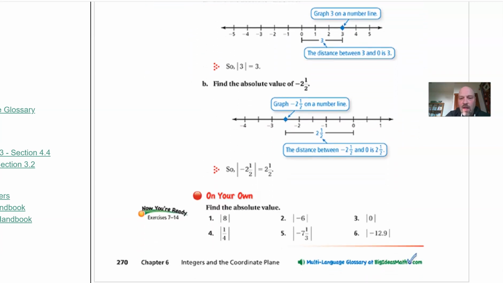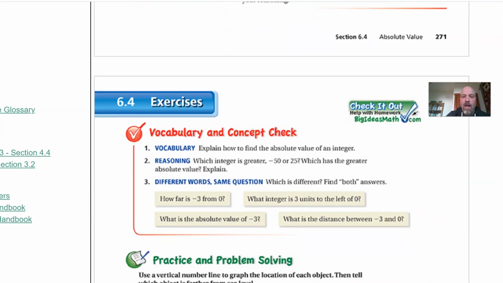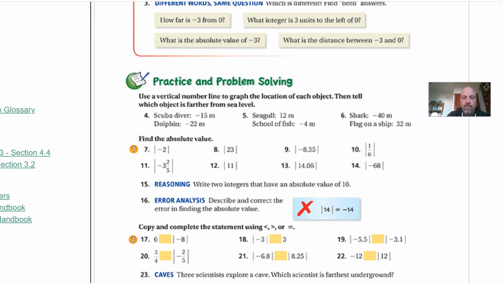So you can see the absolute value graph, -2.5 on the number line. But what's the absolute value of -2.5? Well, it's just 2.5. So all you're doing is leaving out the negative sign. So when you come down to the exercises, the absolute value, we already talked about this one, negative 2 is 2. 23 is 23. Negative 8 and 3/500ths is 8 and 3/500ths.